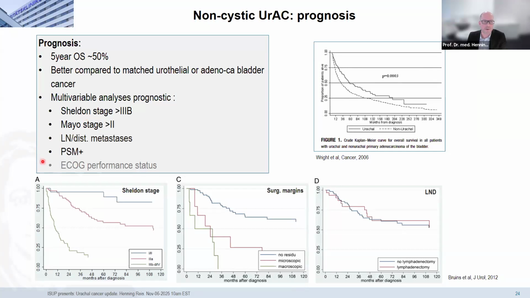I highlighted, or just shaded, this one, ECOG status, because that's not congruent through the literature. This is from a well-known paper in the field from Bruins and colleagues from the Netherlands in 2012, showing Sheldon stage and surgical margins, but not lymph node dissection per se, to be prognostic only if there is a metastasis. And this is also a very well-known paper from Wright and colleagues analyzing the SEER cohort in the US from 2006, showing that a non-urachal cancer has a worse prognosis.